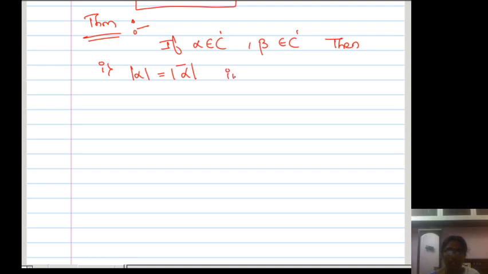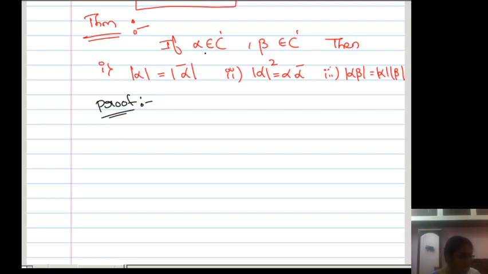Next, the second one: mod alpha whole square is equal to alpha times alpha bar. Third one: mod of alpha beta is equal to mod alpha times mod beta. Now I want to give the proof of this theorem. These are very important concepts, useful further on. Now let us see the first one: mod alpha equal to mod alpha bar, where alpha is one of the complex numbers.